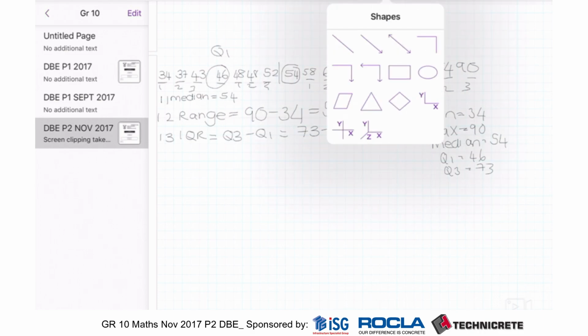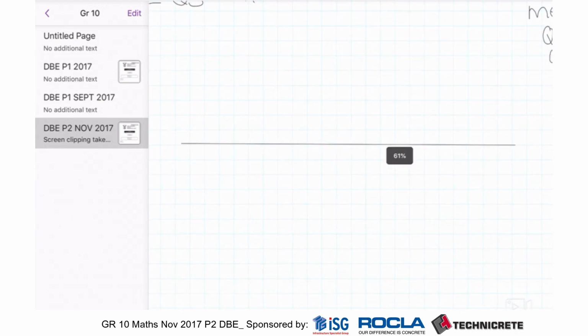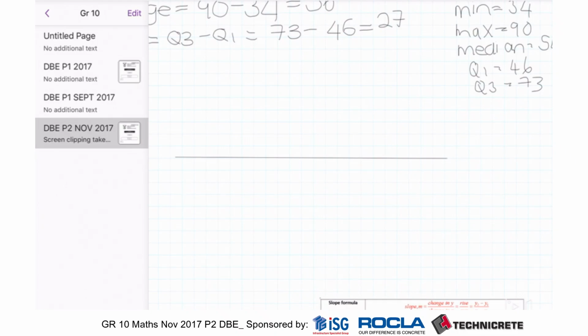Okay, let's get a line. Now, we want our minimum to be 34, our maximum to be 90. So we're going to have a line there and a line here. Then we want Q1 to be 46. So you should be correct in your number line scale.